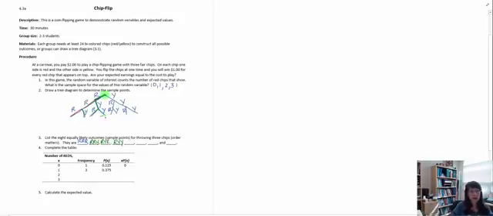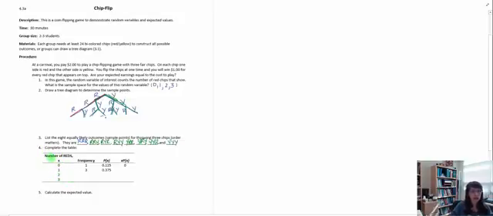Now if our first coin is yellow, we could have yellow, red, red. We could have had yellow, red, yellow. We could have had yellow, yellow, red. Or we could have had yellow, yellow, and yellow. So these are all the possible sample points.